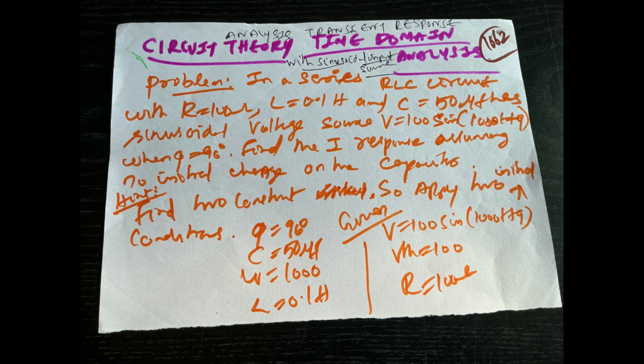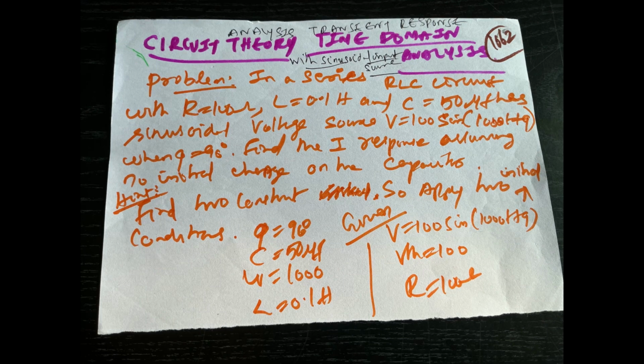RLC series circuit. The formula is i(t) steady state is equal to Vm divided by the root of R squared plus (omega L minus 1 by omega C) squared, into sine of (omega t plus phi minus tan inverse of (omega L minus 1 by omega C) divided by R), as shown in the notes.